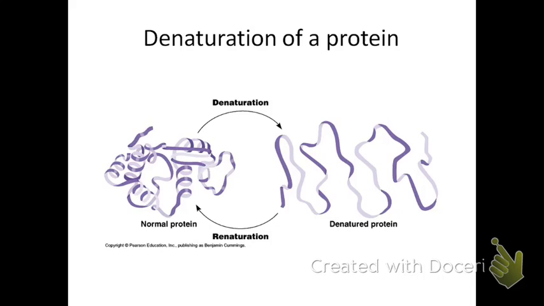Okay, let's look at denaturing. Denaturation. We're talking about how enzymes unfold. This is the protein unfolding. It unravels. So you think about how if something is becoming denatured, it's coming apart. So this unraveling of a protein or enzyme causes it not to function as it should.